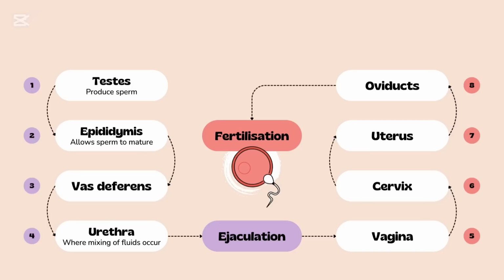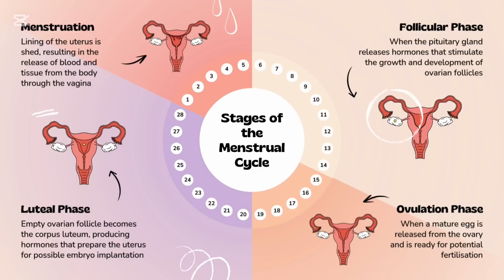Factors affecting reproductive health. Reproductive health is influenced by genetics, lifestyle, environmental factors, and medical conditions. Key factors. Nutrition. A balanced diet supports hormonal balance and fertility. Exercise. Regular physical activity improves reproductive health. Environmental toxins. Exposure to chemicals can impact fertility. Stress and mental health. High stress levels can disrupt hormonal balance.